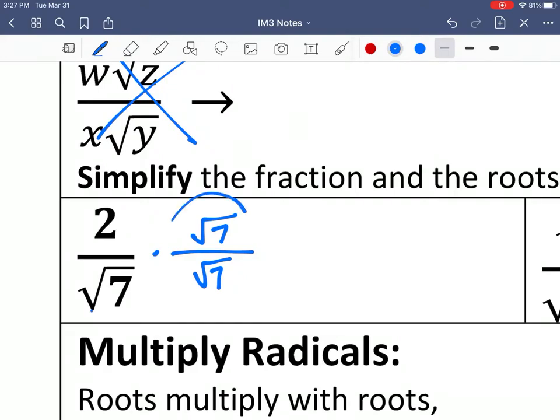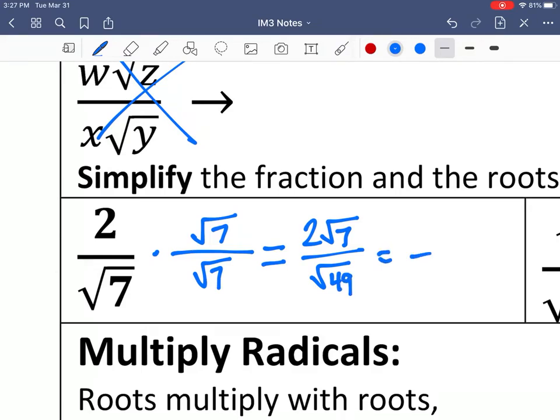Now, what is this fraction as a whole equal to? Root 7 over root 7 is equal to 1. So I'm taking the original fraction and technically multiplying it by 1, so I'm not changing the value of the fraction at all. This is just going to help me get rid of that radical on the denominator. So on the top, 2 times rad 7 gives me 2 rad 7. And on the bottom, rad 7 times rad 7 gives me rad 49.